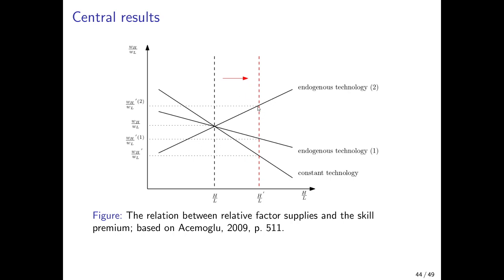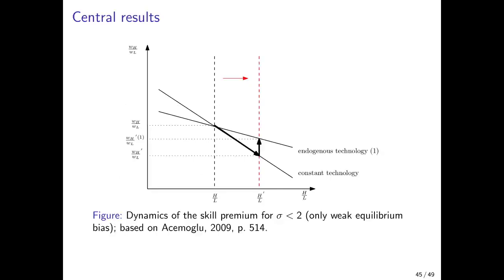Then we would get this result here, and the skill premium would actually be higher than the initial skill premium before we had the increase in the relative skill supply. And how would the dynamics look like for these adjustments? Here, in case of weak equilibrium bias, we would have an increase in the skill supply, and first the wages would move down to the ceteris paribus wages, but then over time we would have this skill bias technological progress, and the skill premium would again increase slightly.